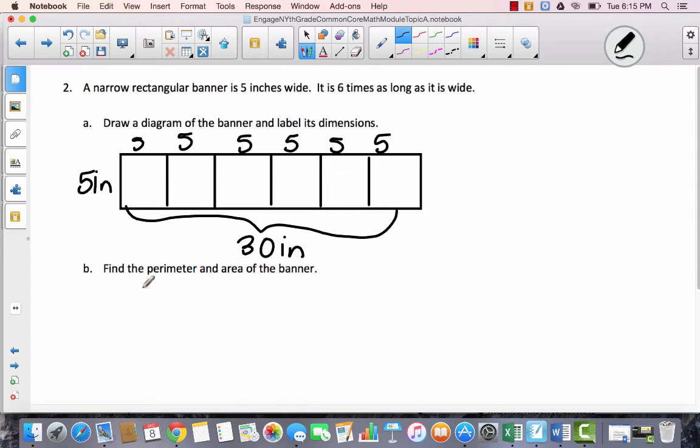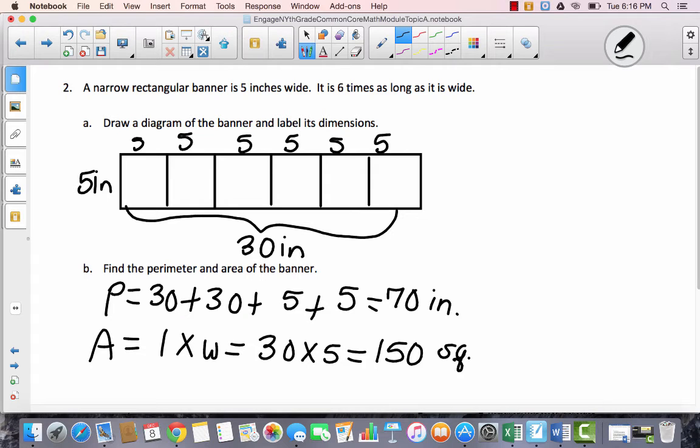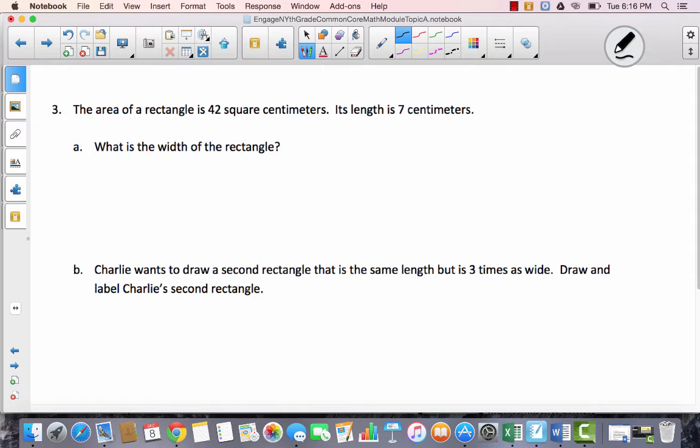Now it says find the perimeter and area of the banner. So perimeter, I'm going to add all the sides. 30 plus the other side, which is 30, plus 5, plus the other side, which is 5. So this gives me 60, and this gives me 10. 60 plus 10 is 70, and these are inches, so 70 inches. Now to find the area, that is length times width. So I have 30 times 5. Well, 3 times 5 is 15, and this is a 10, so I'm going to add a 10, 150 square inches.